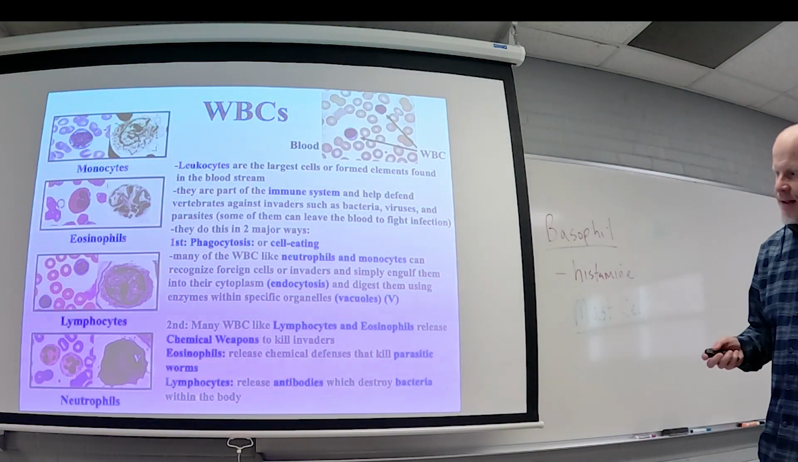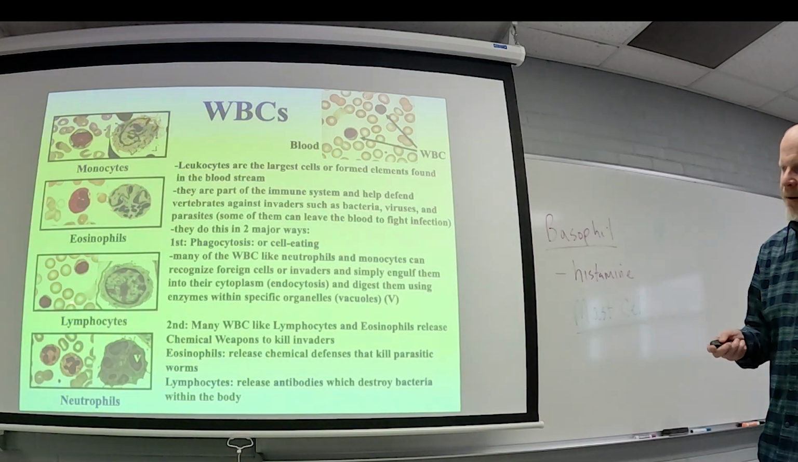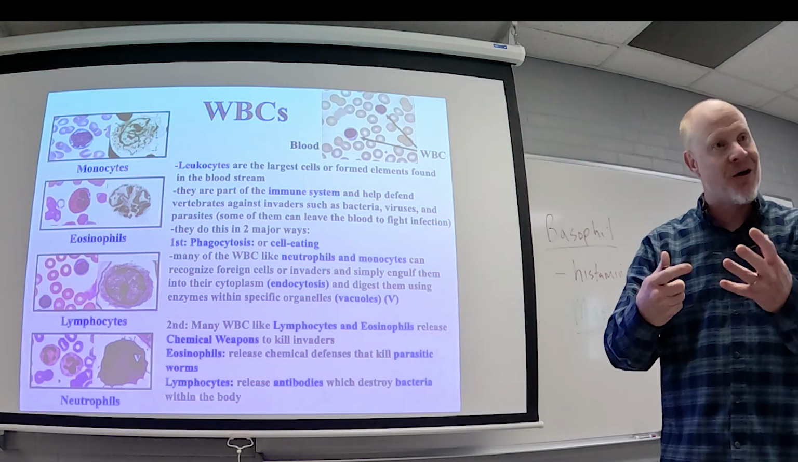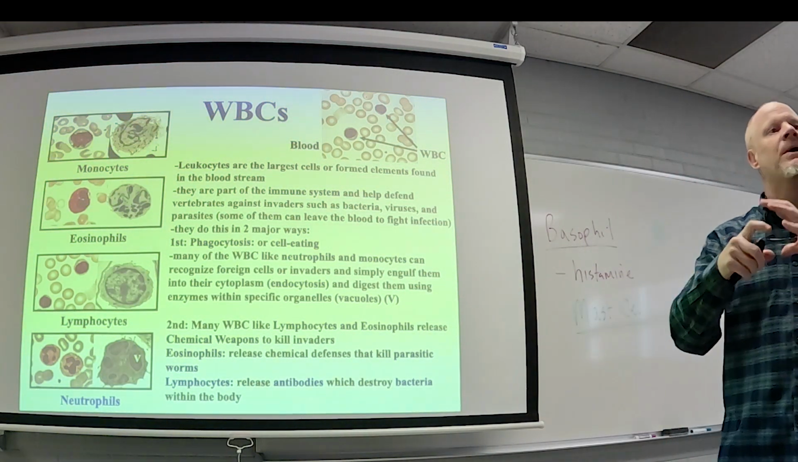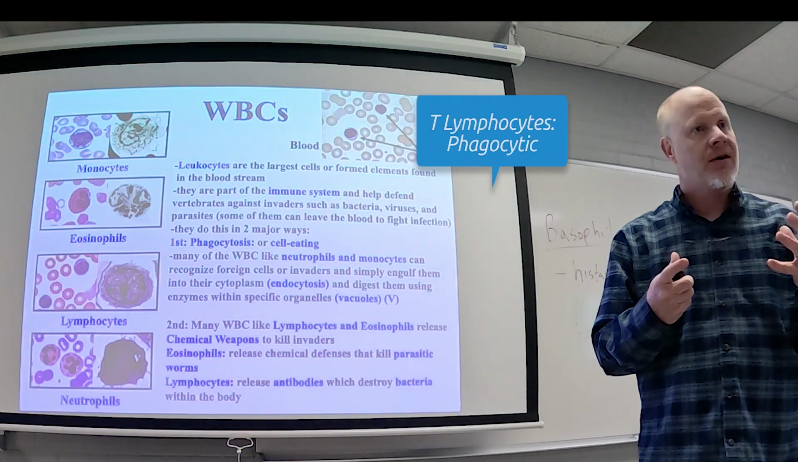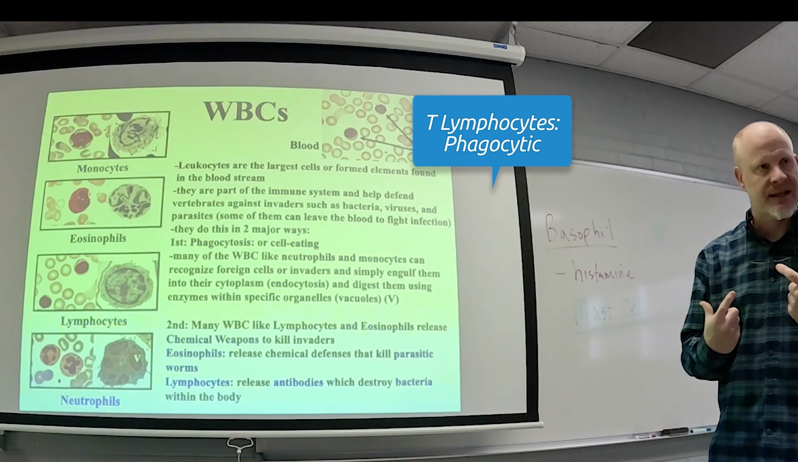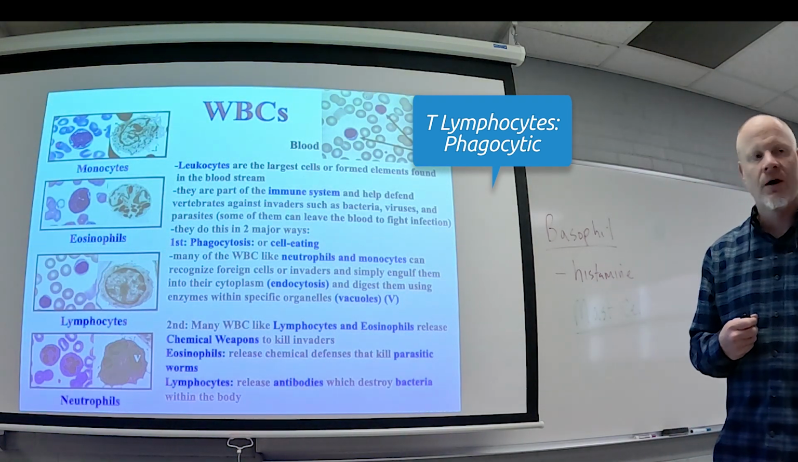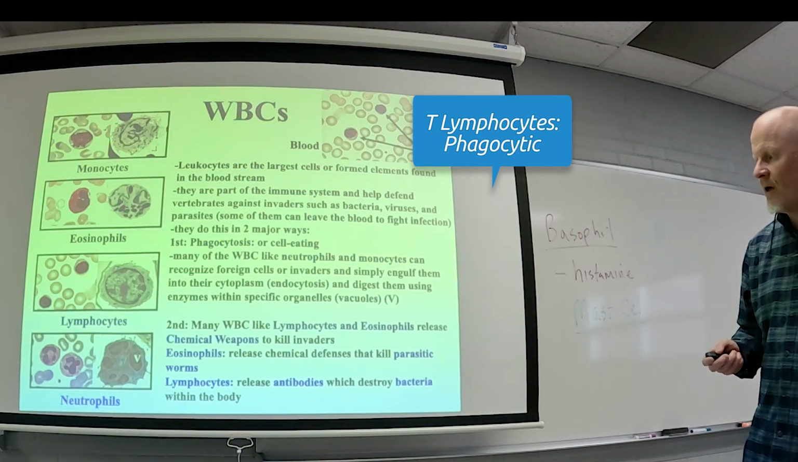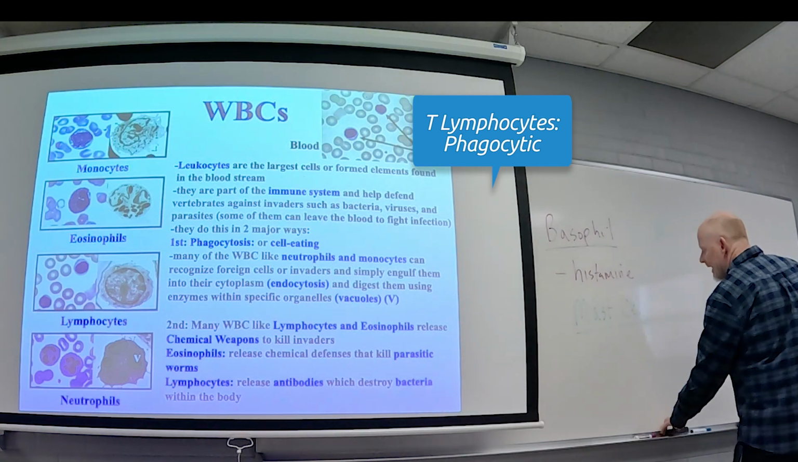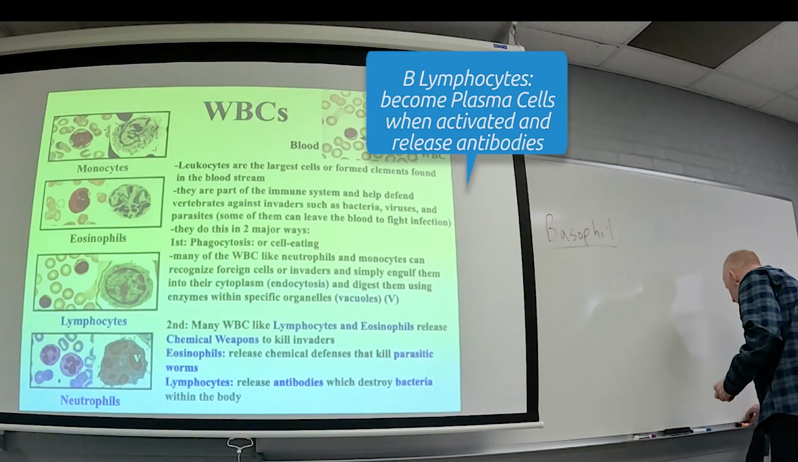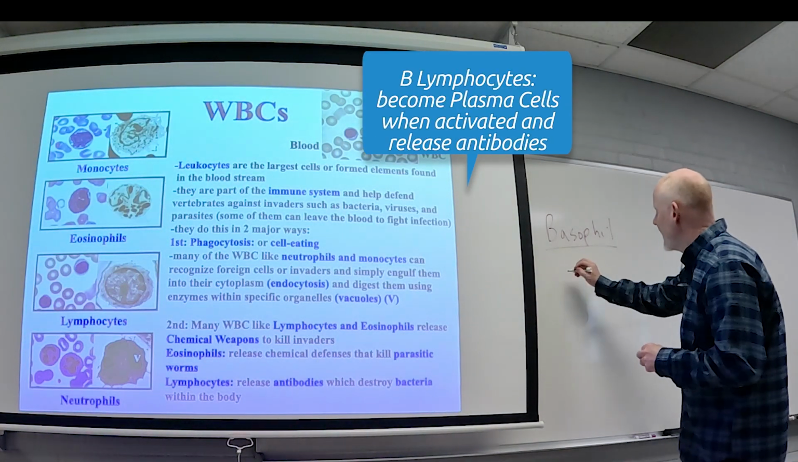Now, the B lymphocytes, so you got a couple different groups of lymphocytes, and I know this is not immunology, but you have T cells and B cells and helper cells and memory cells. You got a whole bunch of different types of lymphocytes. The T lymphocytes are phagocytic. All right, the T lymphocytes are phagocytic. The B lymphocytes are going to be chemical releasing. So B lymphocytes differentiate into what are called plasma cells. Okay, so a B cell becomes a plasma cell when it's activated.